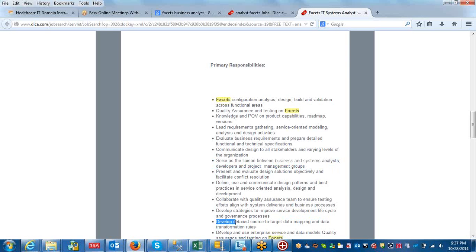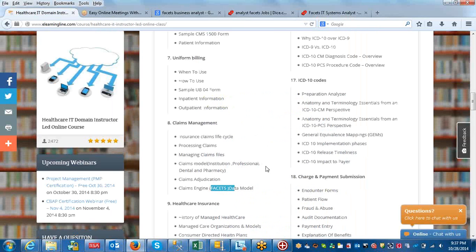So here you see, first, to target data mapping and the transformation rule, what exactly it is. You have all the fields which you receive from the developer, and with the help of the subject matter expert, and that's where your Facets knowledge comes into the picture once you learn how to map those fields, how to do the data mapping, define, use, and communicate design patterns and best practices in service-oriented analysis, design and development. So these are the different things which you can understand at a next level once you understand the industry and once you understand the system, which is your Facets or QNext, in a detailed way.